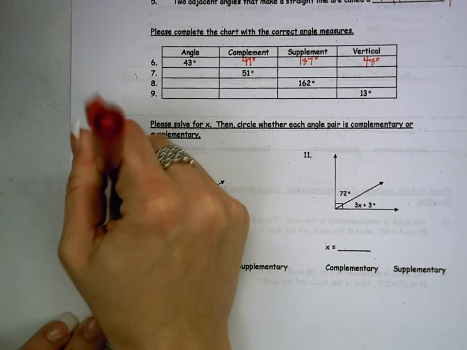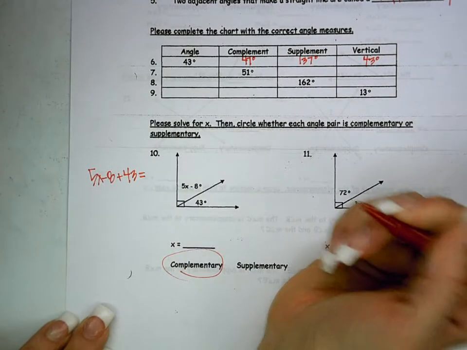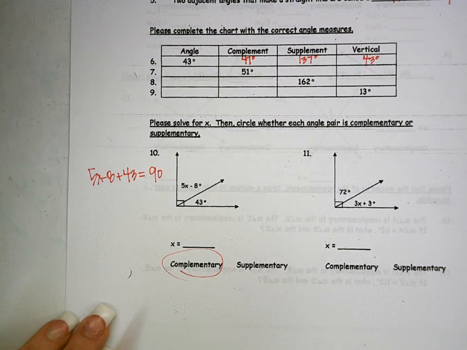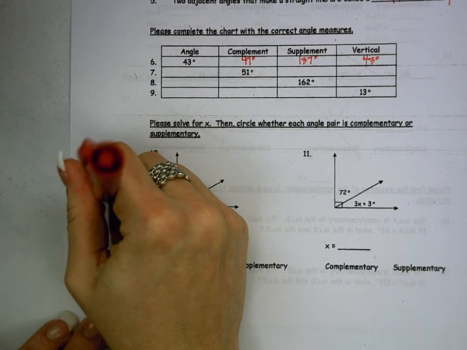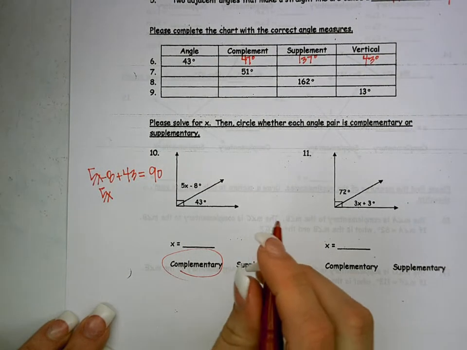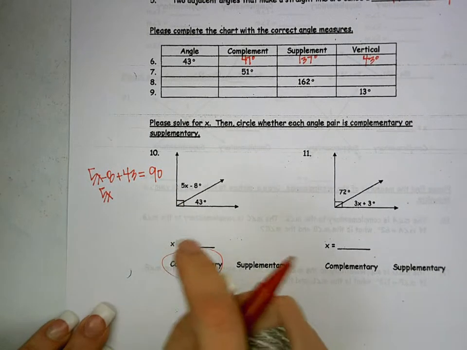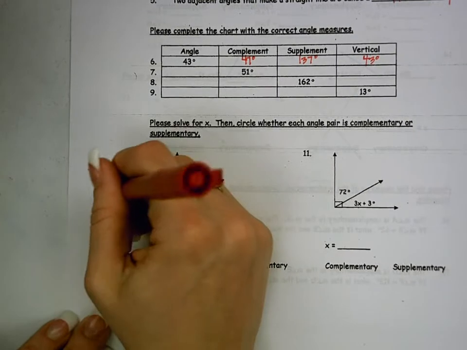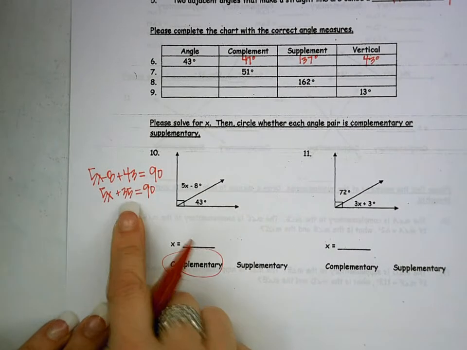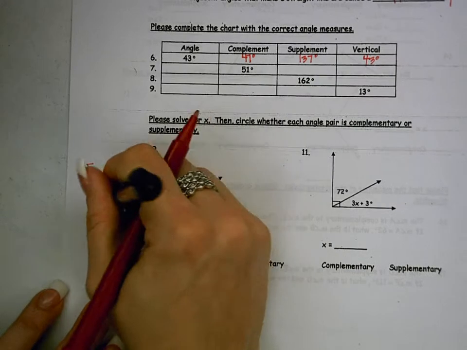5x minus 8 plus 43 equals 90, and you should be able to solve that. If you add these together, you still have a 5x. Negative 8 and positive 43 is equal to plus 35. So 5x plus 35 equals 90. Then, how do you move the 35? Do we add it or subtract it? Subtract it.